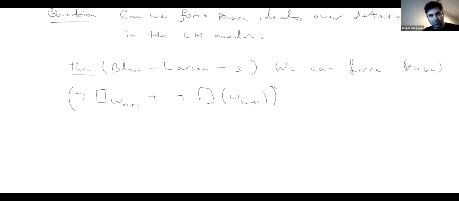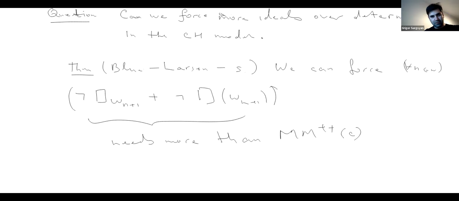Okay, so if you want to do this for omega 3, right? MM plus, this theory usually needs more than MM plus C. It needs MM plus C plus, or for omega 3, for example, if you want to do omega 4, then it will need C plus.